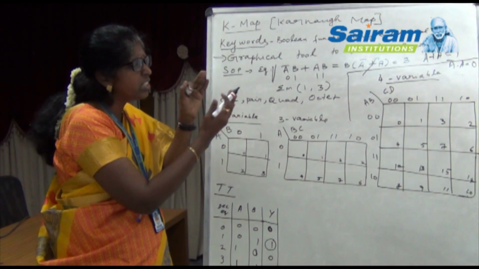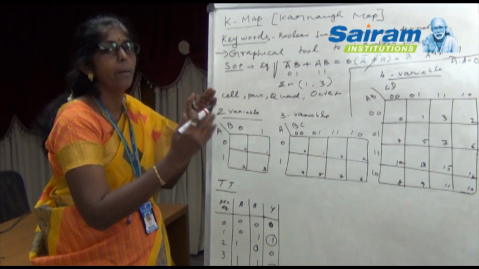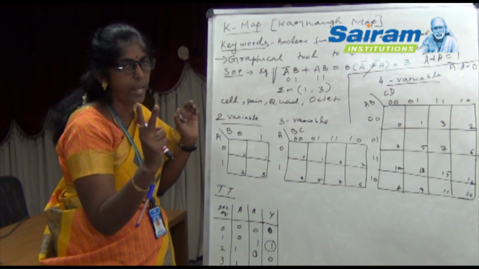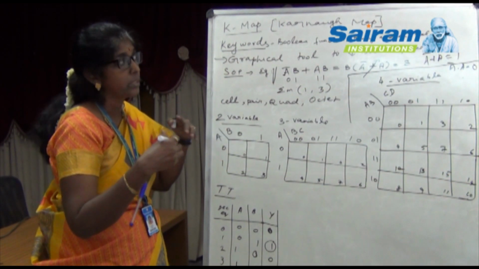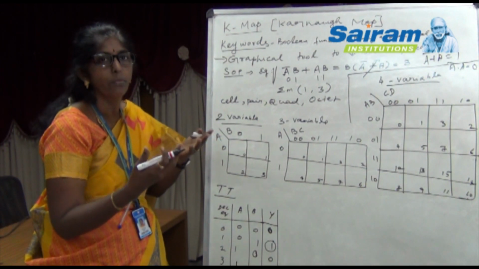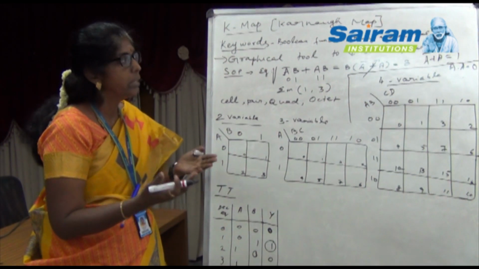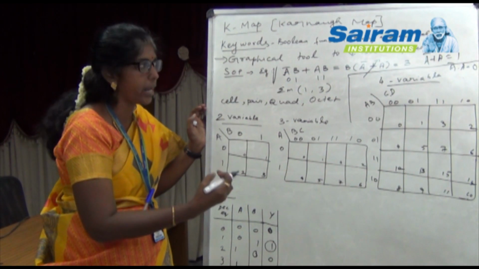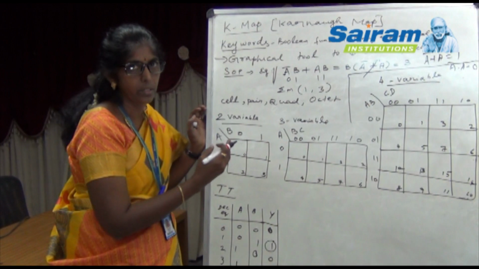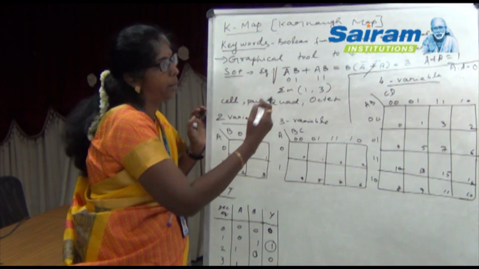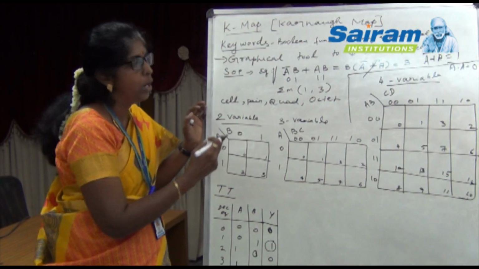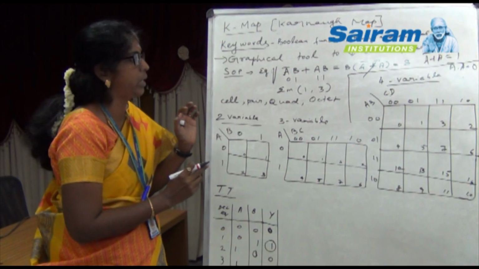But this is a small expression. For bigger expressions, see, this expression contains two variables, A and B. If we are having 5 variables or 6 variables in a Boolean function, then it is very tough to reduce the Boolean expression using this application, that means using this algebra. So we can go for the graphical tool called K-map to reduce the Boolean function.